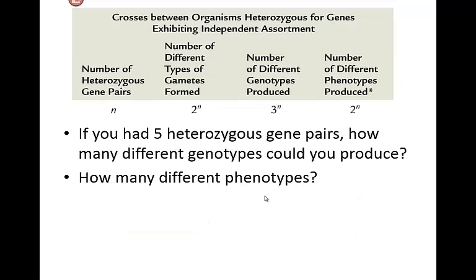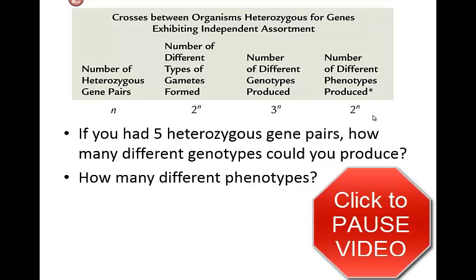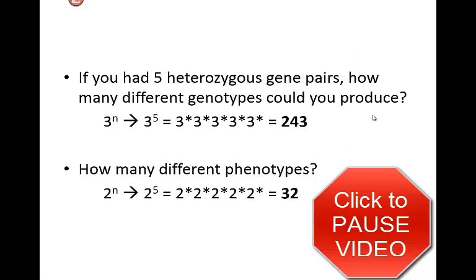Let's do an example with this, just following this simple rule here. If you had 5 heterozygous gene pairs, how many different types of genotypes could you produce? How many different phenotypes could you produce? Okay, and the answer is you would simply follow the mathematical rule. In terms of the number of different genotypes, it's 3 to the n. In this case, it's 3 to the 5th, or 3 times 3 times 3 times 3 times 3, and that is 243.